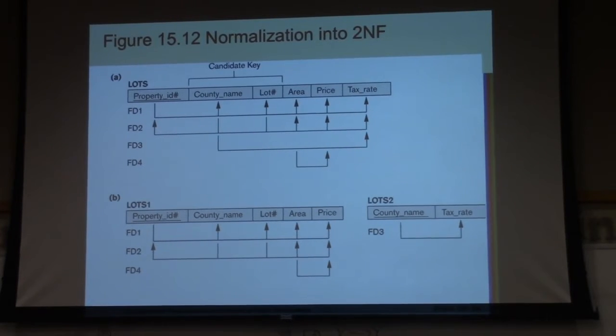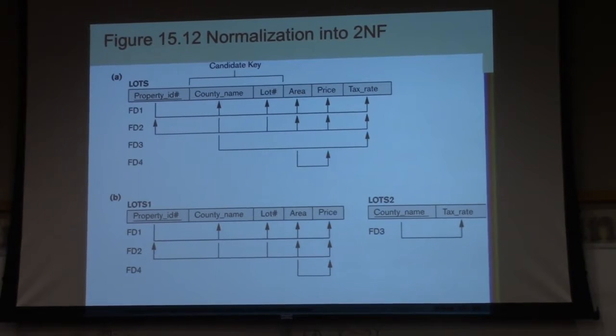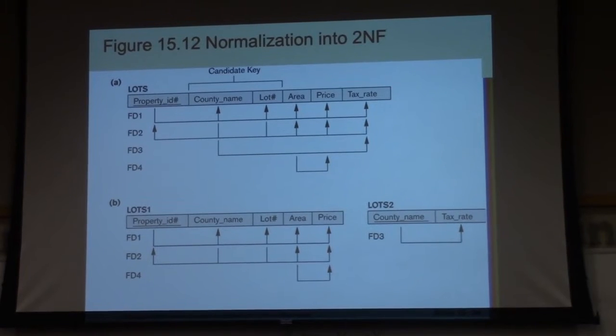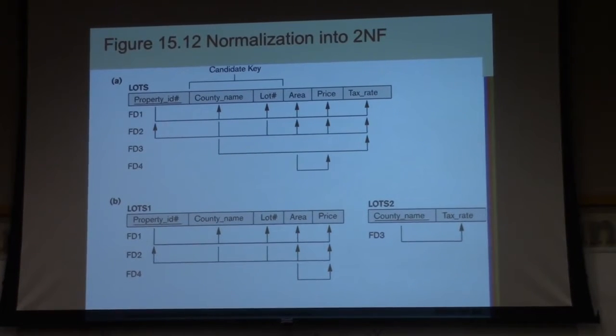How can we make it second normal form? Decomposition. So you can take it out: FD3, country name determines tax rate. Then finally, this is the second normal form, and also this is the second normal form. So this database is in the second normalization form.